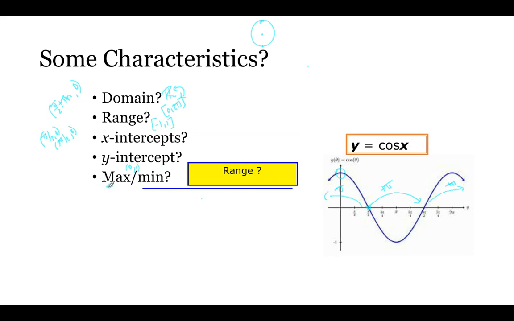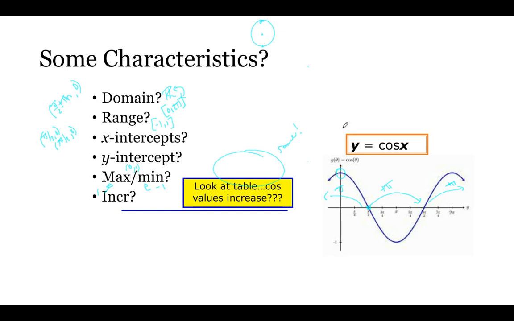Maximum, well, the maximum is still going to be 1, and the minimum is still going to be -1, right? It had the same range, because it's really the same graph, just manipulated.